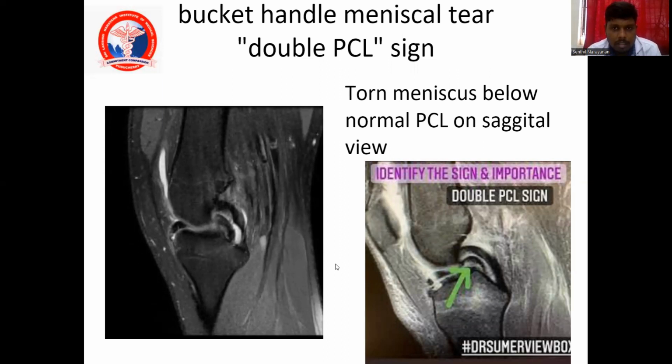This is the double PCL sign: a torn meniscus below the normal PCL on sagittal view. This is the bucket handle tear of the meniscus. This meniscus is torn and this gives a double PCL sign.